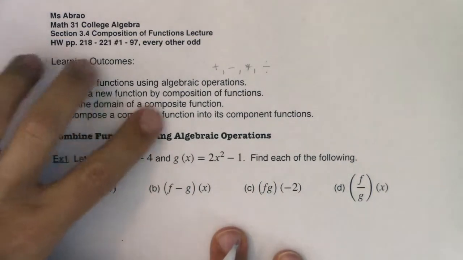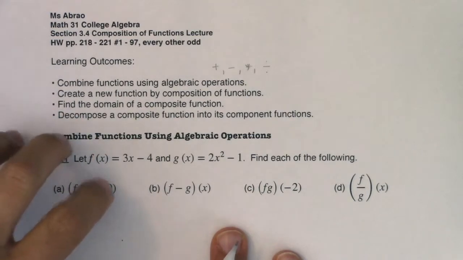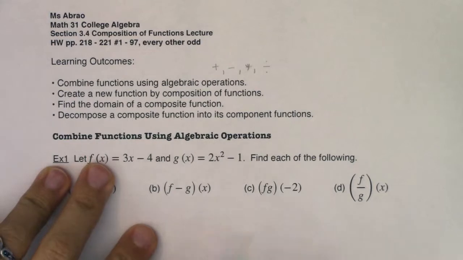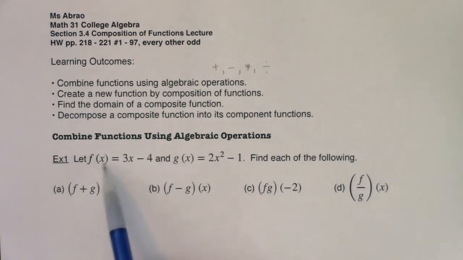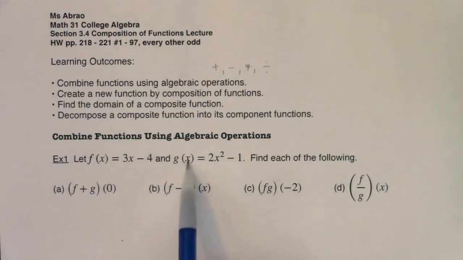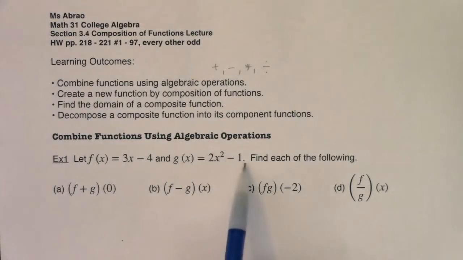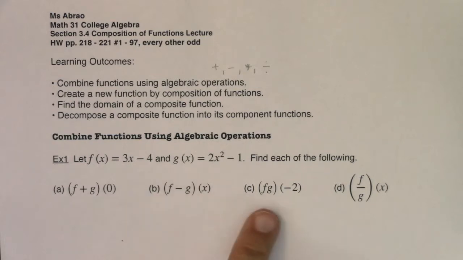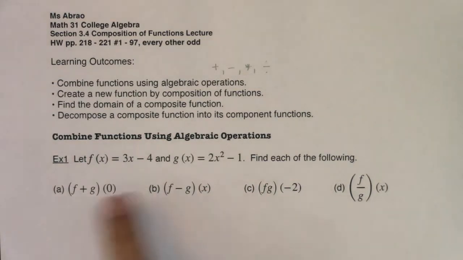So before we get into the composition aspect of 3.4, which is the heart of section 3.4, we're just going to review combining functions using algebraic operations. So we're going to define f of x to be this line, 3x minus 4, and g of x to be this parabola, 2x squared minus 1, and we're going to find each of the following. So we're going to add, subtract, multiply, and divide, right? So all four of our algebraic operations.